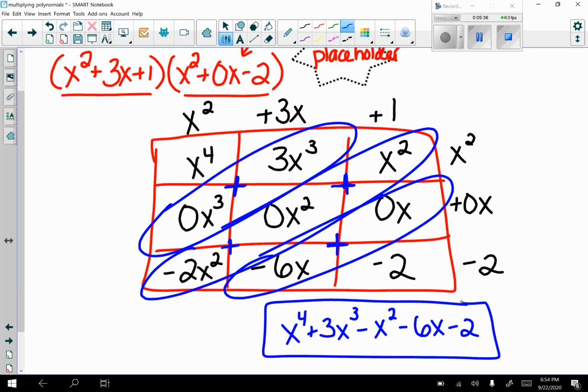So multiplying with the box method is what you're used to with two minor changes. We're going to line them up on the top and on the right side. And if we're missing a term, we're going to use a placeholder.